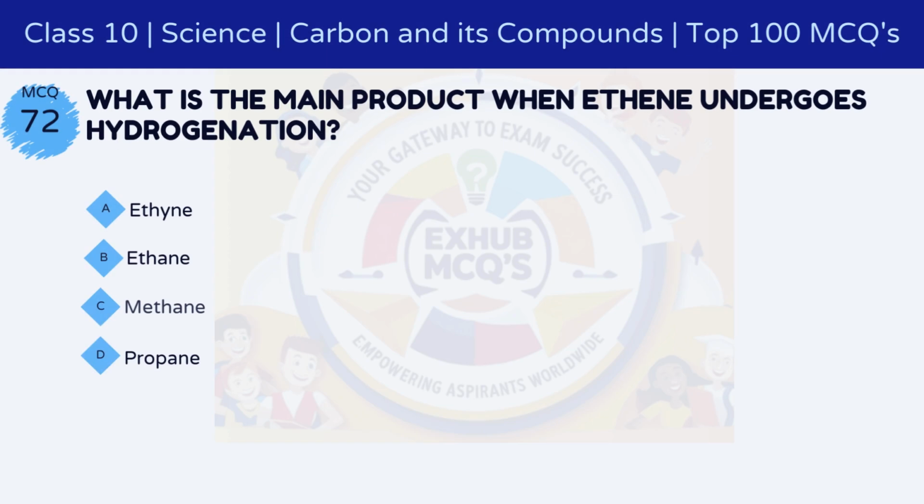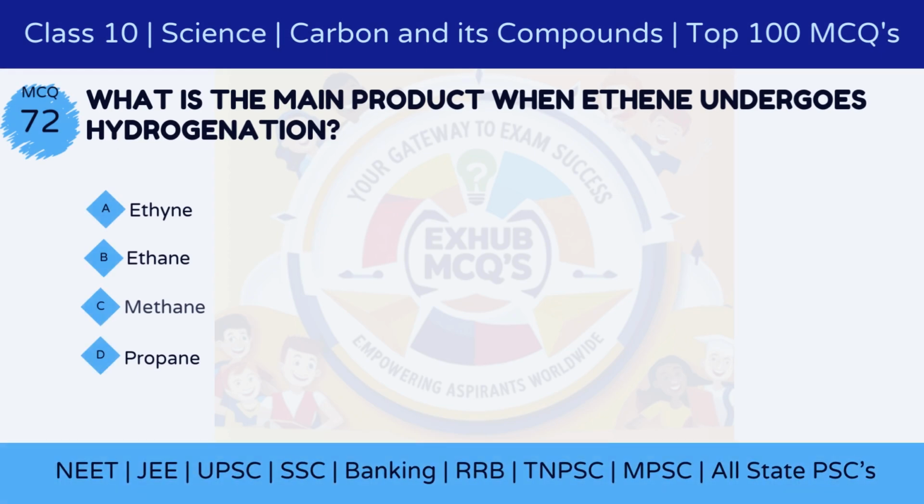MCQ 72. What is the main product when ethene undergoes hydrogenation? Option A, ethene. Option B, ethane. Option C, methane. Option D, propane.